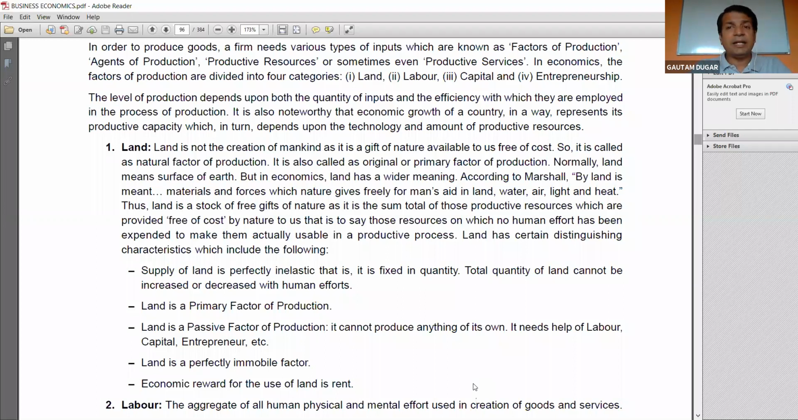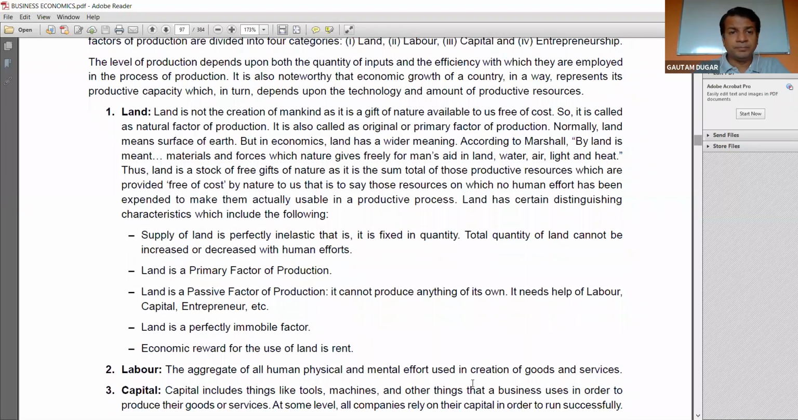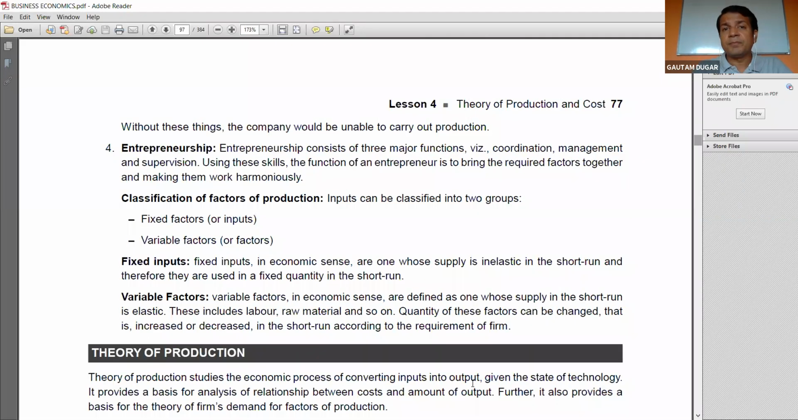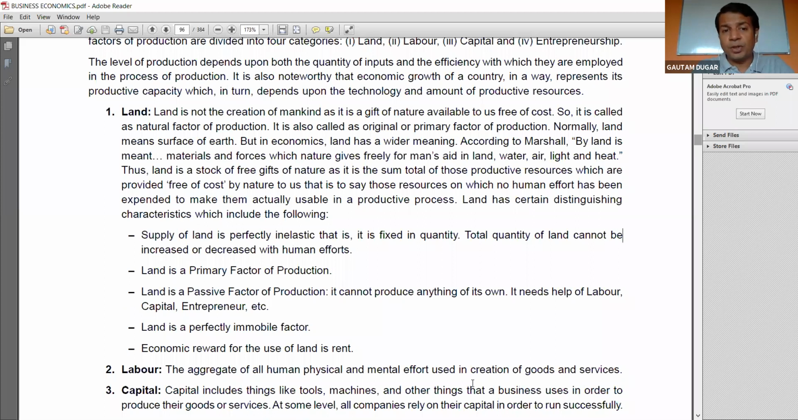Land is a primary factor of production, but again, it is not an active factor. It is a passive factor of production because land itself cannot produce anything unless and until labor is employed on it. Land is perfectly immobile in terms of geographical mobility. Land may have occupational mobility, but it cannot have geographical mobility. And the economic reward for the use of land is rent.